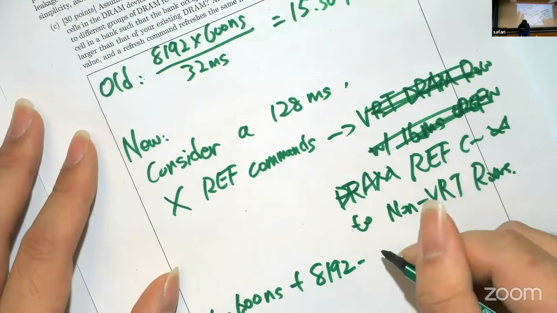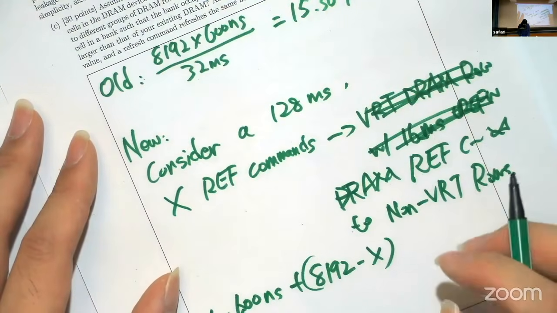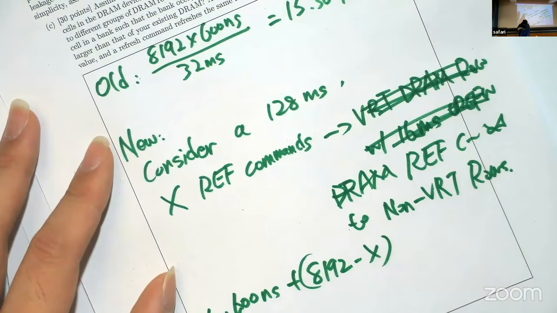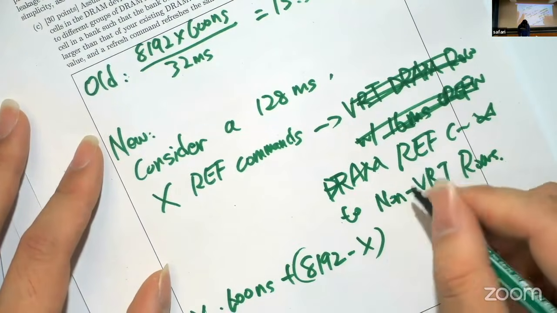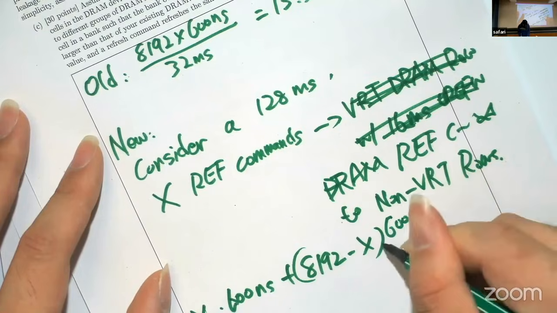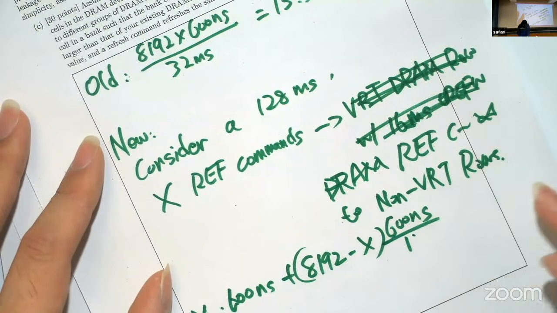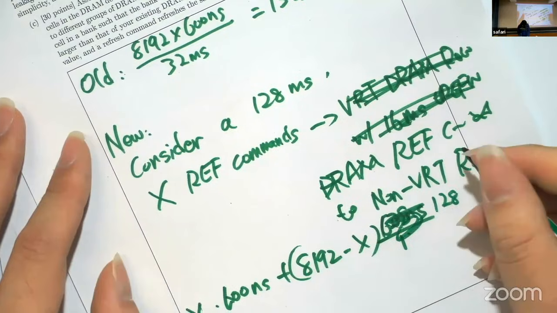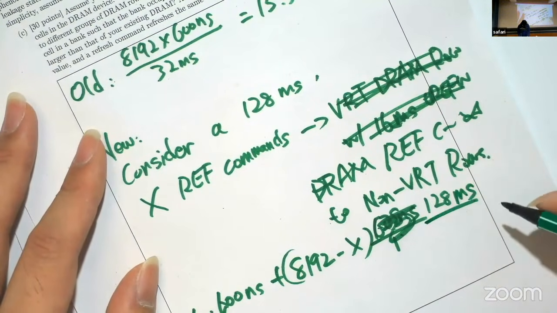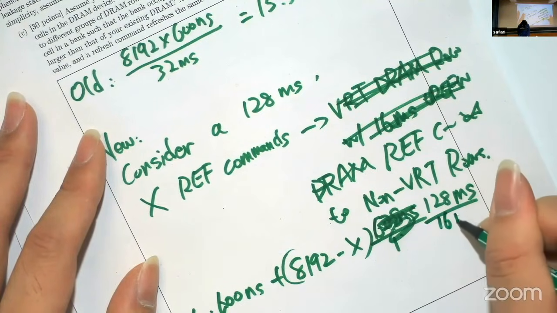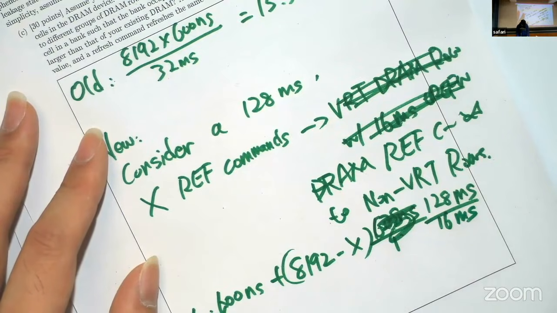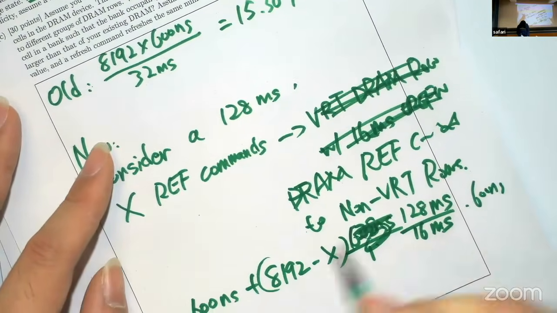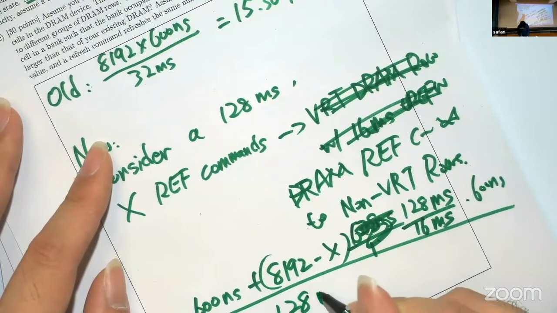8K minus X, which is the refresh commands to the DRAM rows with VRT cells, and they will have to be refreshed 128 millisecond over 16 millisecond, because they have to be refreshed that many times more often, and also times 600 nanosecond over 128 millisecond.